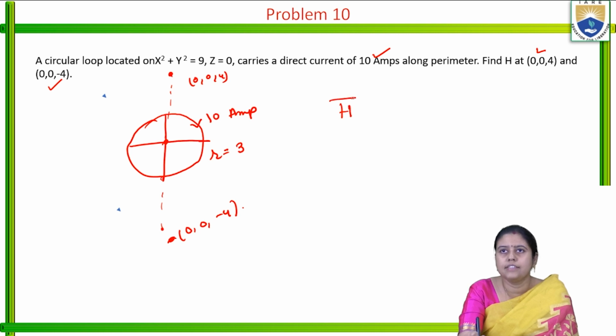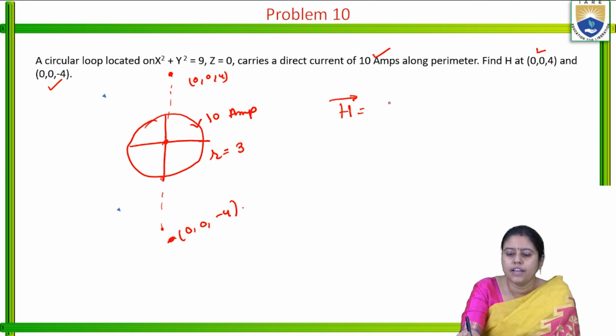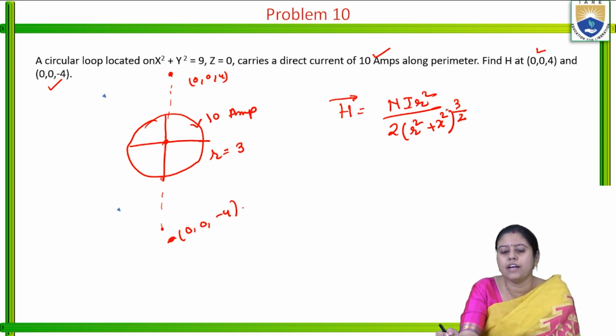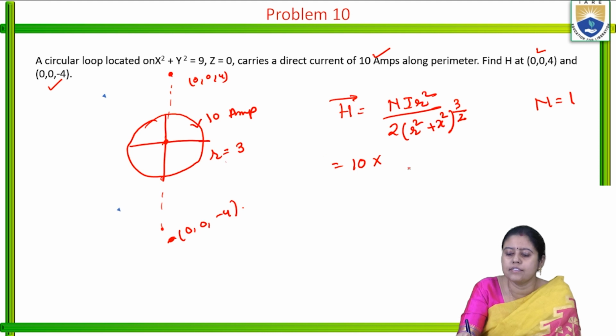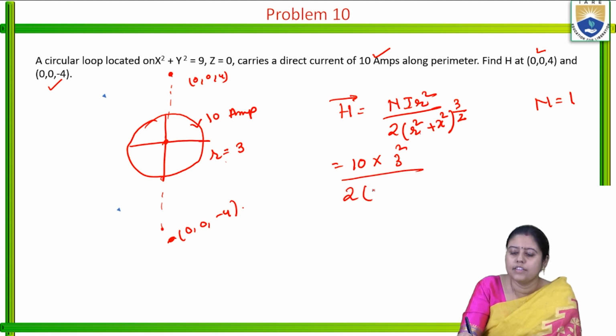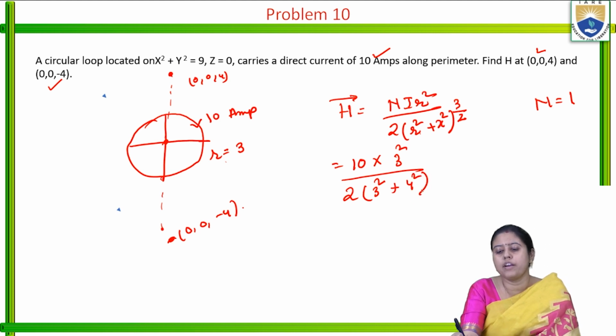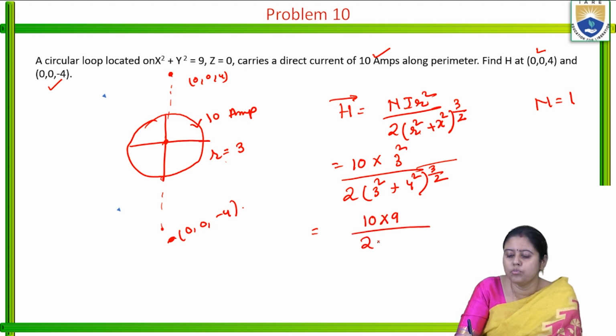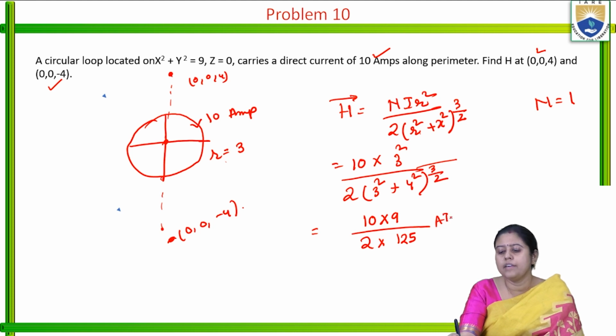So what is H? H is equal to N I r square by 2 into (r square plus x square) to the power 3 by 2. Here the number of turns is not given, so we will write the number of turns is 1. I is equal to 10. R is 3, so r square is 3 square, by 2 into (3 square plus 4 square) to the power 3 by 2. 3 square plus 4 square is nothing but 5 square, to the power 3 by 2, so 5 cube. So the value is 10 into 9 by 2 into 5 cube, and 5 cube is 125. That gives ampere turn per meter.